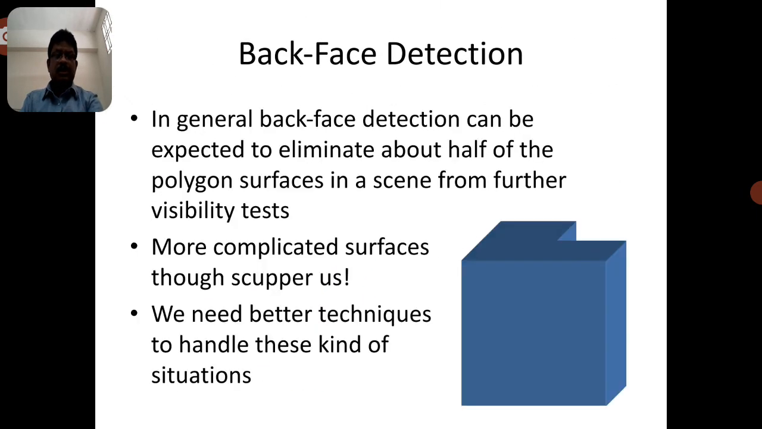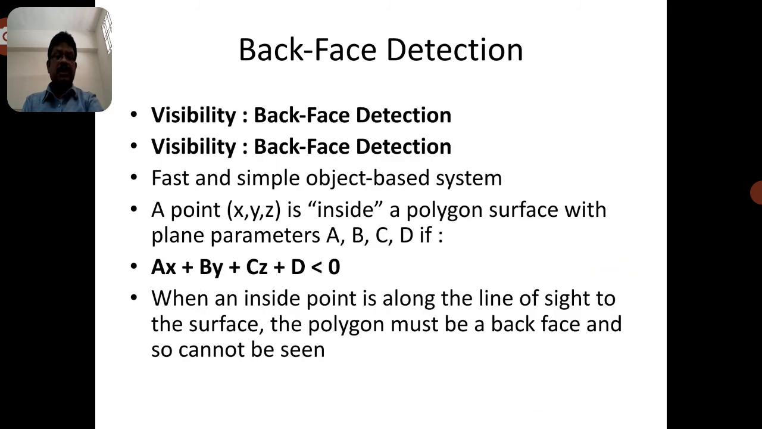Now coming to the major portion of this one, the front end view is entirely different from the back sector. In general, back face detection can be expected to eliminate about half of the polygon surfaces in the scene from the further visibility tests. For more complicated surfaces we have to take some techniques to handle such situations, so that the back face can be identified in a better manner.